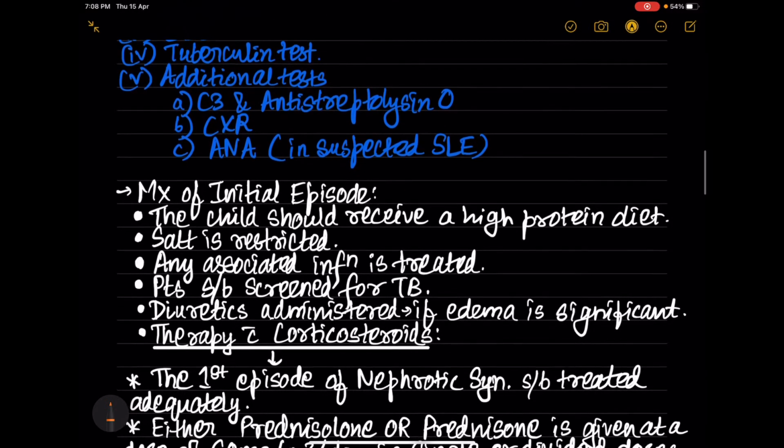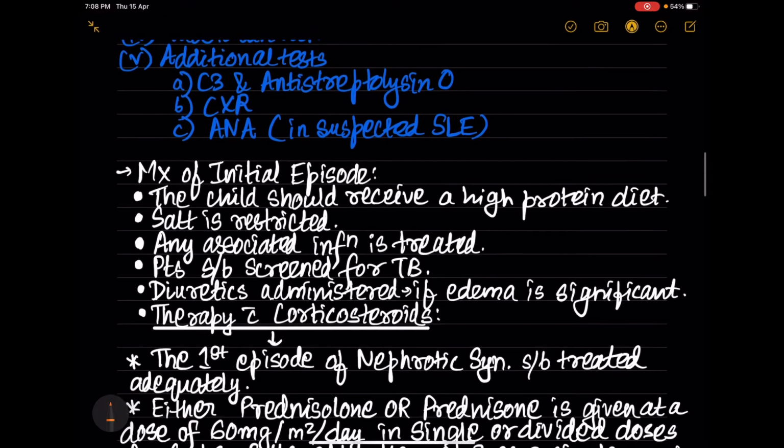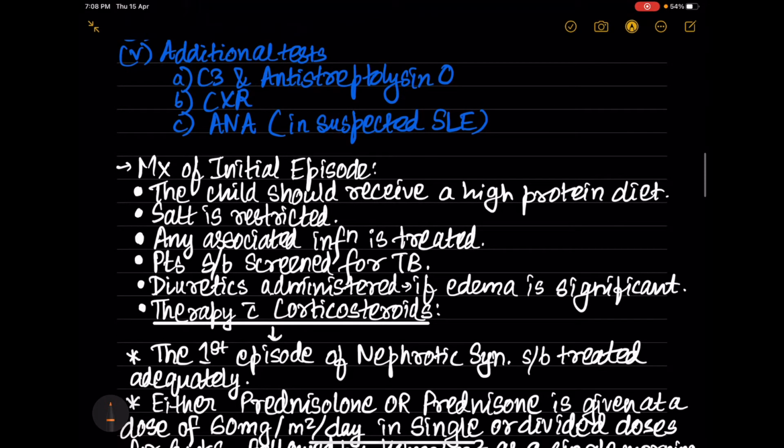Now coming to the management of the initial episode of steroid sensitive nephrotic syndrome. The child should receive a high protein diet. The salt is restricted. If there is any associated infection, it should be treated. Patient should be screened for TB. Diuretics administered if edema is significant.